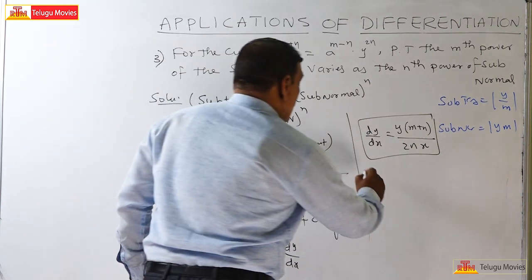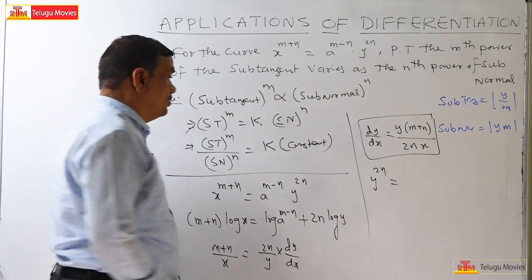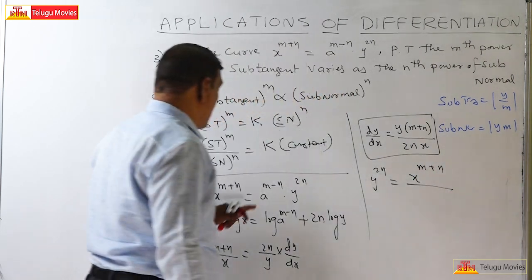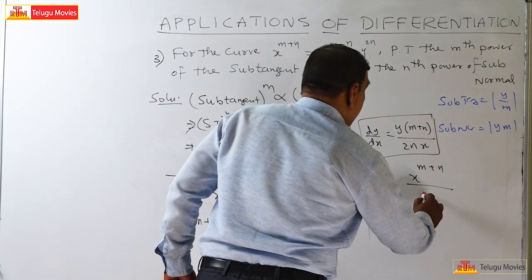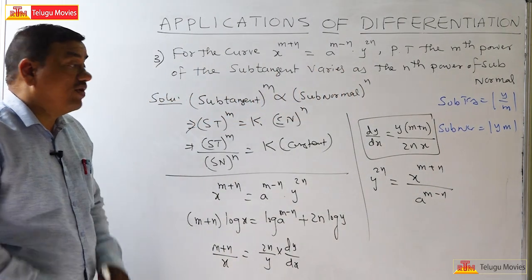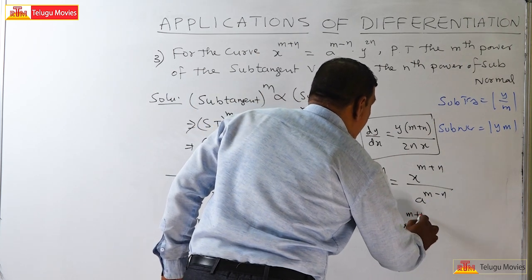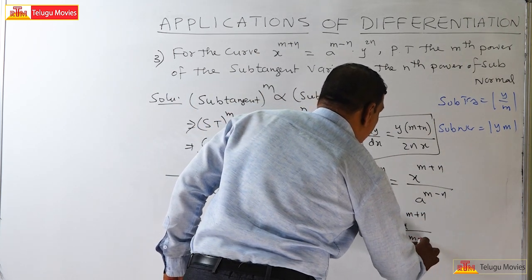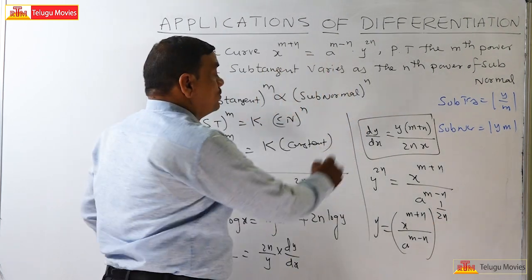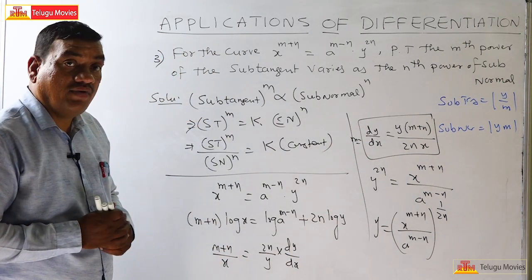From this, y power 2n is equal to x to the power of m plus n by a to the power of m minus n. We want y only. So y is equal to (x to the power of m plus n by a to the power of m minus n) whole to the power of 1 by 2n. Okay, so this is our slope value and we got a y value.